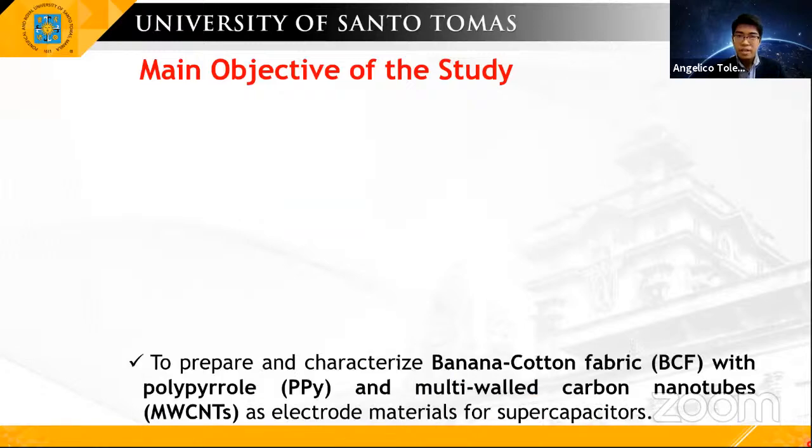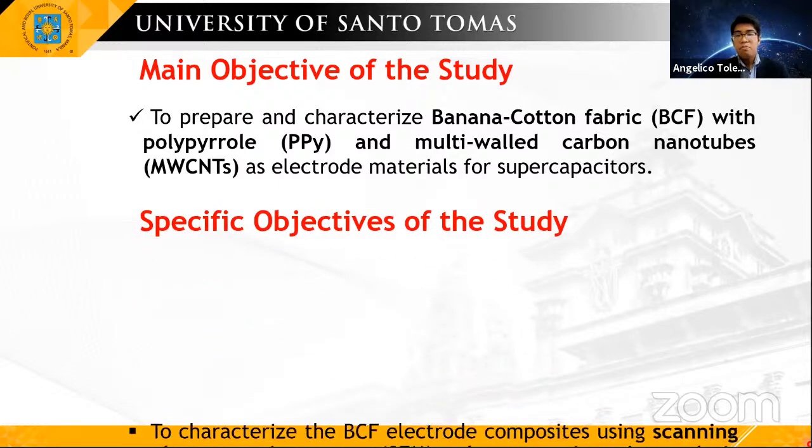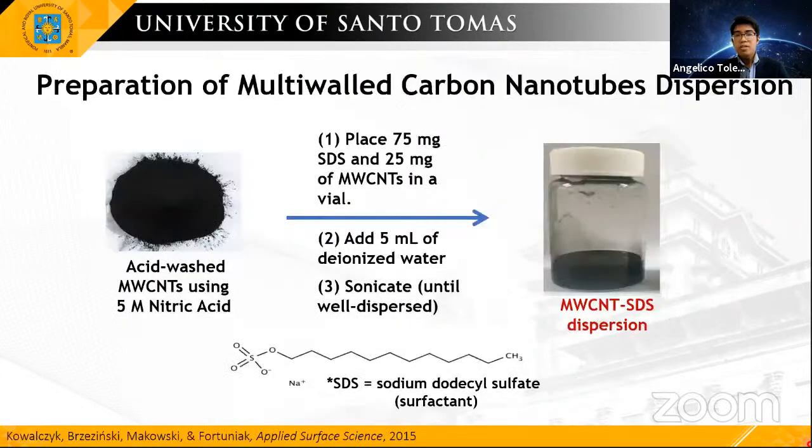So the main objective of this study is to prepare and characterize banana cotton fabric, or the BCF, with polypyrrole, PPY, and the multi-walled carbon nanotubes as electrode materials for supercapacitors. Furthermore, to characterize these composites using SEM, thermogravimetric analysis, conductivity, cyclic voltammetry, or CV, and the galvanostatic charge discharge. And also as a proof of concept, to prove if the best supercapacitor electrodes can light up a 3 volts light emitting diode.